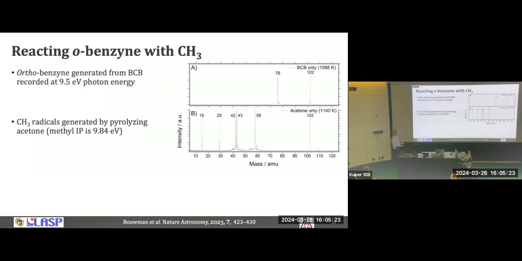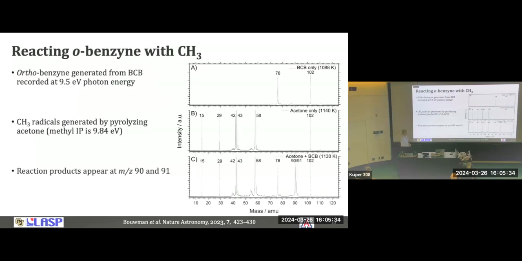The next step is, of course, to mix in both of these radical precursors. That is the precursor to our orthobenzene and the precursor to our methyl, and then look at the differences between the two spectra. That's shown over here, and you see the same peak of methyl. Well, it's slightly smaller. It's probably because the temperature is slightly lower, a slight deviation from the previous conditions. But all of the other species, you can recognize them. And then you see the only difference is over here, and that's mass to charge 90 and 91.